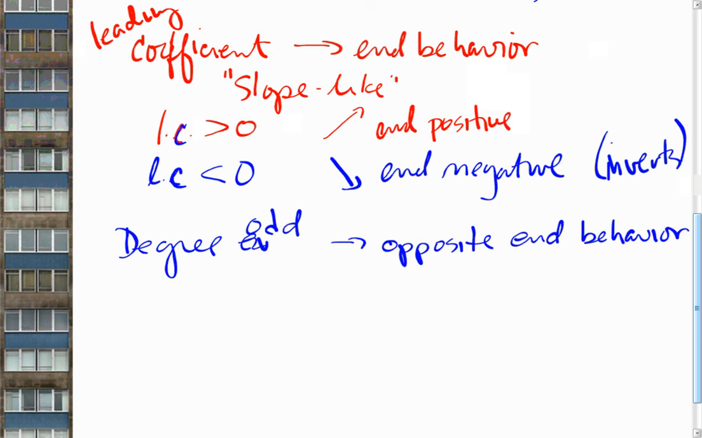And since you already kind of know what's going to happen, I'll do an example or two. Since you know what the ending is going to be like, so if you know what the beginning is going to be, and if the degree is even, then the end behavior is the same.